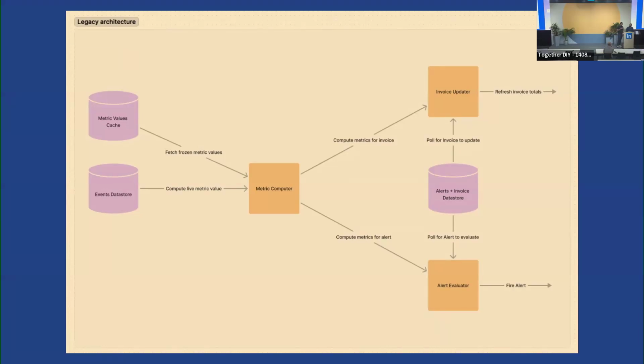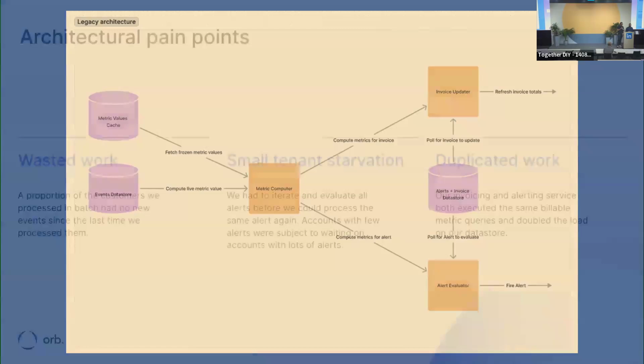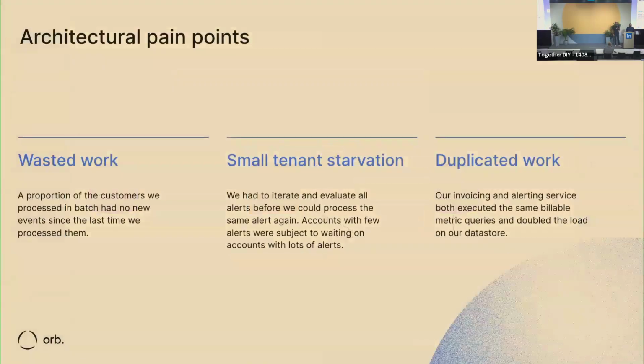Cool. So this is V1 of alerting. As you can imagine, there were quite a few pain points here, but maybe a few to talk about specifically. The first was wasted work. If you're just pulling through a table, for a lot of the customers we're processing, we have no idea whether we expect anything on the alerting side to actually change, because we don't know if we've received an event or not.